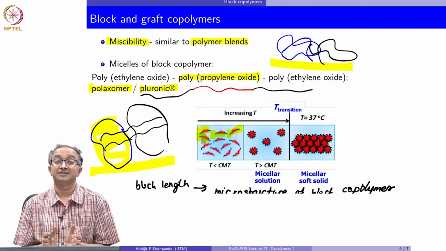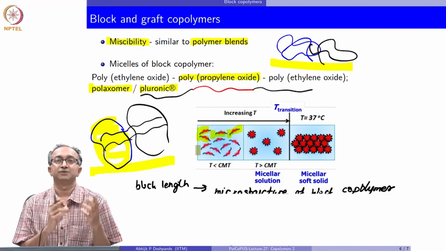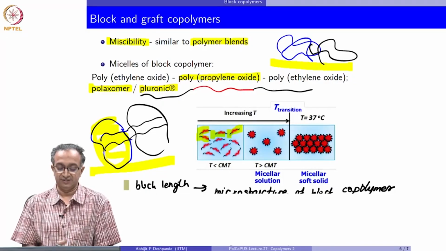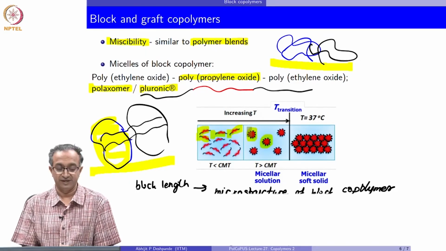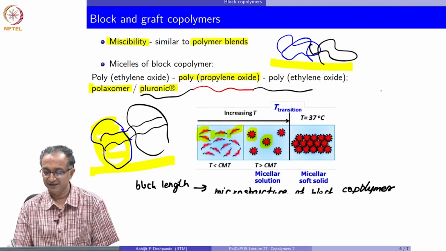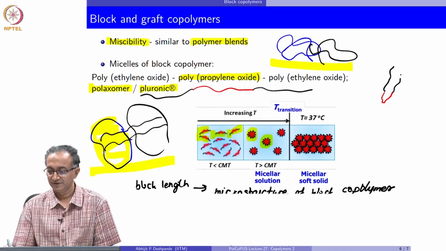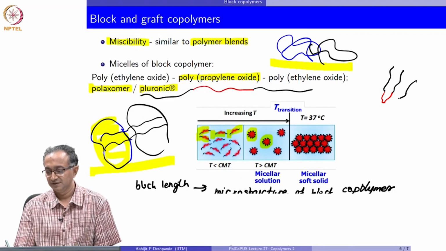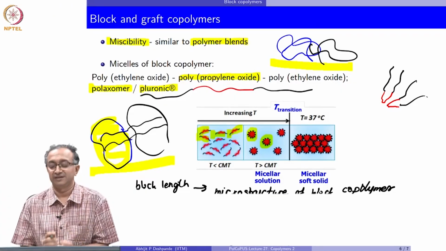This kind of material system has very interesting properties, because at lower temperatures basically all these blocks are randomly oriented, and therefore the system is molecularly mixed and it is a solution. Once we increase the temperature, all the red blocks get together. So, polypropylene oxide blocks get together. The blocks arrange themselves so that polyethylene oxide, which is more hydrophilic, starts interacting with water more strongly, and polypropylene oxide, which does not like water as much, would want to cluster together.